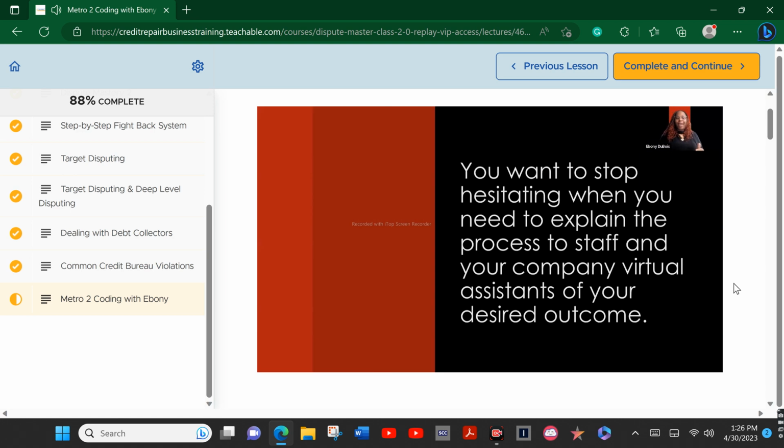So you want to stop hesitating when you need to explain the process to your staff, your company virtual assistants, of your desired outcome. I don't know if you've had this conversation with people, but if you have this conversation with people in the industry and you ask them, what is Metro 2 coding? You get deer in the headlights. People freeze. They're not actually sure how to answer it. They don't actually know what it is.